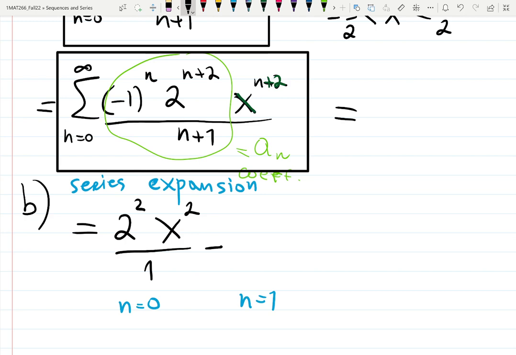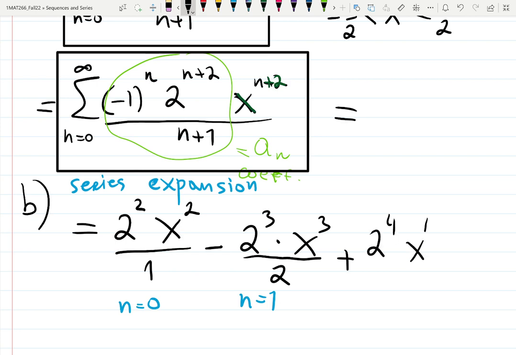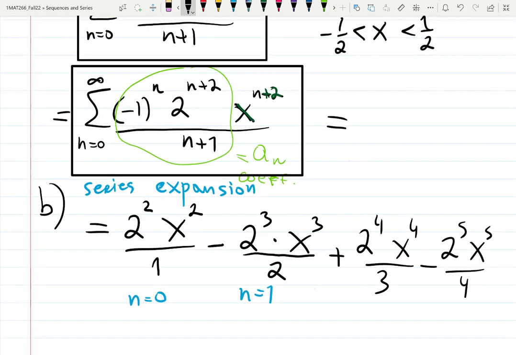Minus 2, we plug 1. So 2 raised to the 1 plus 3, that is 2 to the third times x to the third over 1 plus 1, which is 2. Do you see the pattern? The denominator will be 1, 2, 3, 4, 5, 6, 7. The numerator will have powers 2, 2, 3, 3, 4, 4, 5, 5. Plus, minus, plus, minus. So 2 to the 4, x to the 4 over 3 minus 2 to the 5, x to the 5 over 4. And keep going.